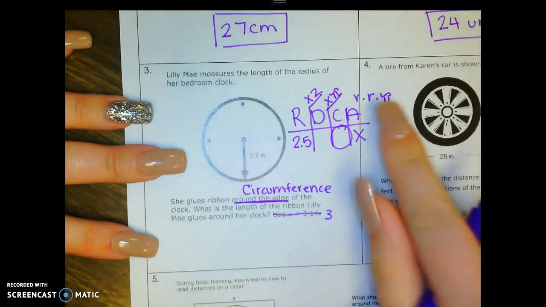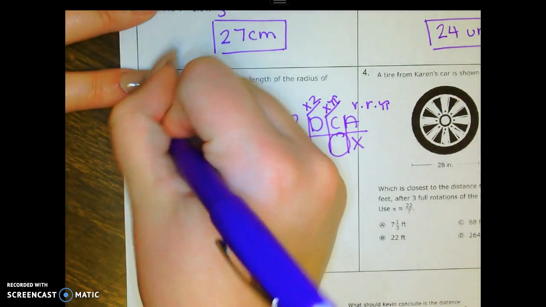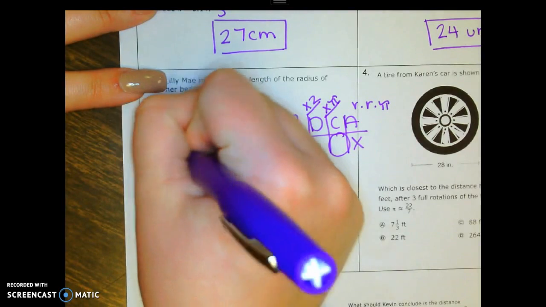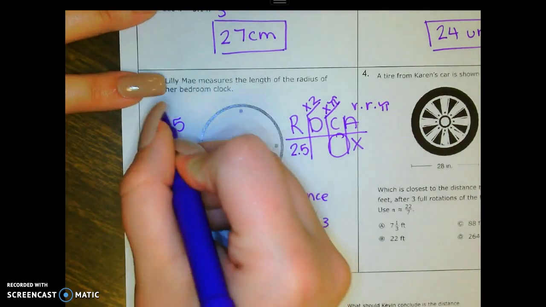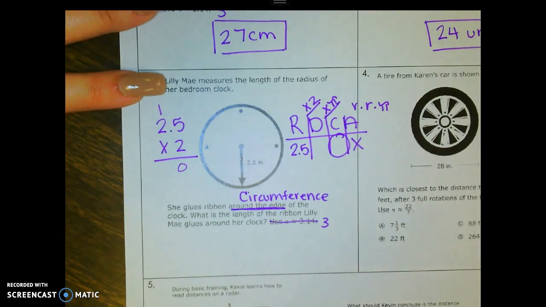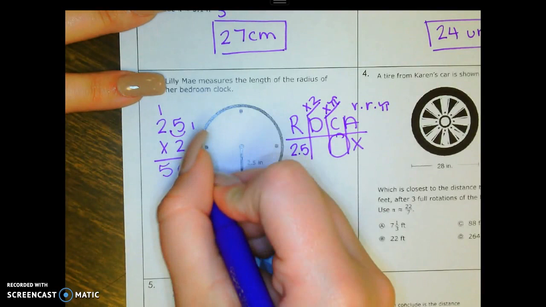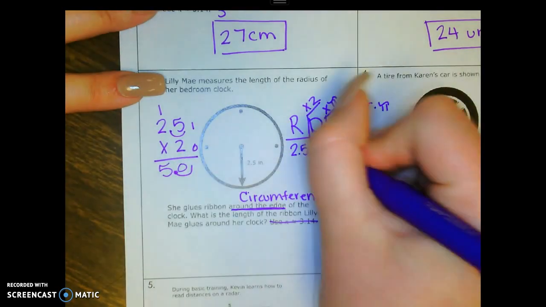To find the diameter, I'm just going to multiply that times 2. Okay, 2 times 5 is 10. 2 times 2 is 4, plus 1 is 5. I'm multiplying with decimals, so I count the decimal. So my diameter is 5.